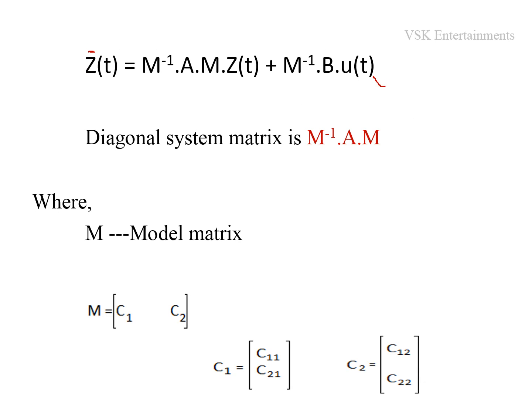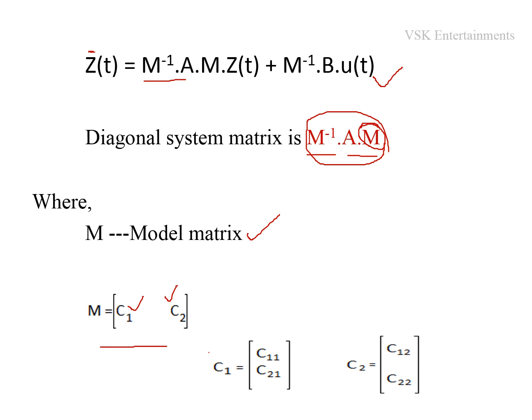This is the new state equation. In this, the matrix M inverse A M is the diagonal state matrix, or diagonal system matrix. For finding this matrix, first we have to find the modal matrix M. That is, the modal matrix M is given as M = [C1 C2], where C1 and C2 are the eigenvectors.